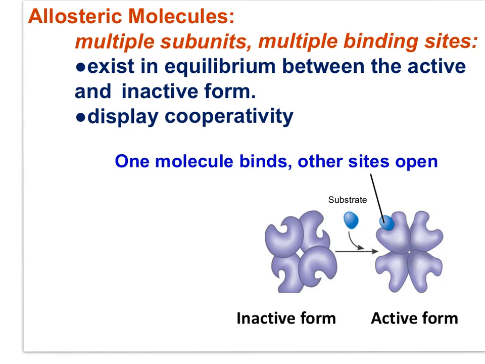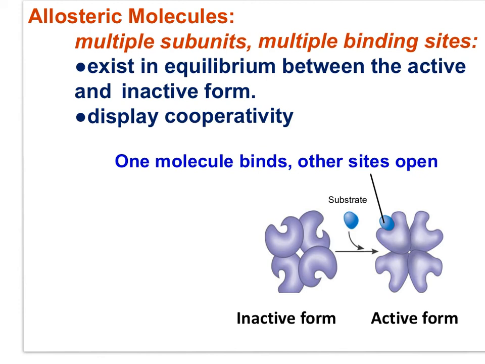Now, as I come to the end of this movie, let's step away from enzymes briefly, but talk about molecules that display allostery, that have multiple binding sites. These molecules do have multiple subunits, multiple binding sites. They exist in equilibrium between an active and an inactive form, and they display what's called cooperativity, as they're always in motion as a result of conformational shape change.